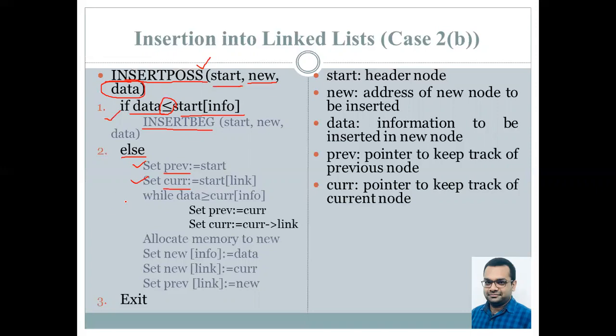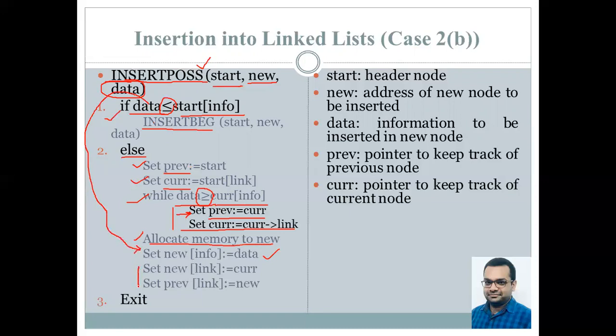So let's see. In the while loop, we'll be checking the condition if the data value is greater than or equal to the current info. If this is the case, then we have to keep on progressing and searching through the exact position. So then we'll be setting previous to current, and current will be pointing to the current link. When these checks fail, then the control of the program jumps to this statement where we allocate memory to new. We assign the information part of new as the data value that we need to insert, as it is given to us in the program.